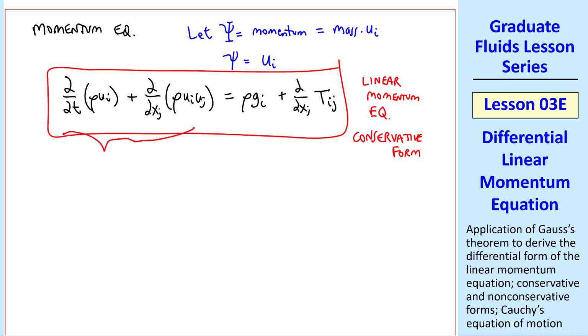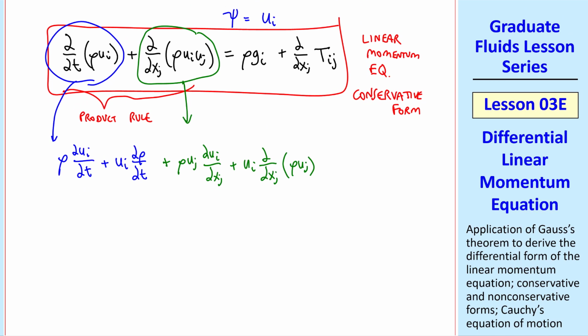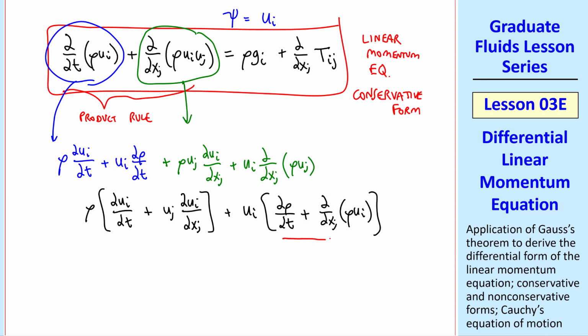To convert this to non-conservative form, we use the product rule. We split it up to rho ∂ui/∂t plus ui ∂rho/∂t, and the second term is also split up into rho uj ∂ui/∂xj plus ui ∂/∂xj of rho uj. Let's rearrange, combine the two terms with rho and the two terms with a ui in front. But something nice happens here, namely that this grouping of terms we recognize as the left-hand side of the continuity equation, so the encircled terms are equal to 0.